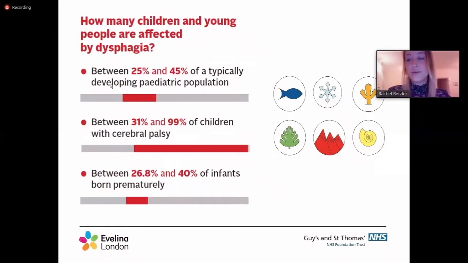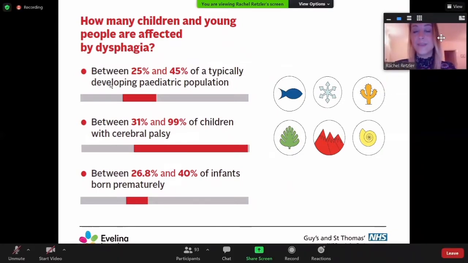How many children and young people are affected by dysphagia? Between 25 and 45% of a typically developing pediatric population, between 31 and 99% of children with cerebral palsy, and between 26.8 and 40% of infants born prematurely. All ages can be affected by dysphagia.